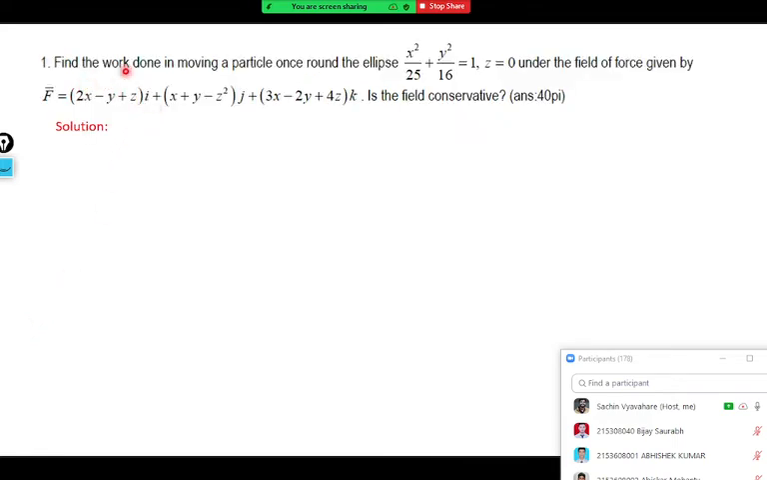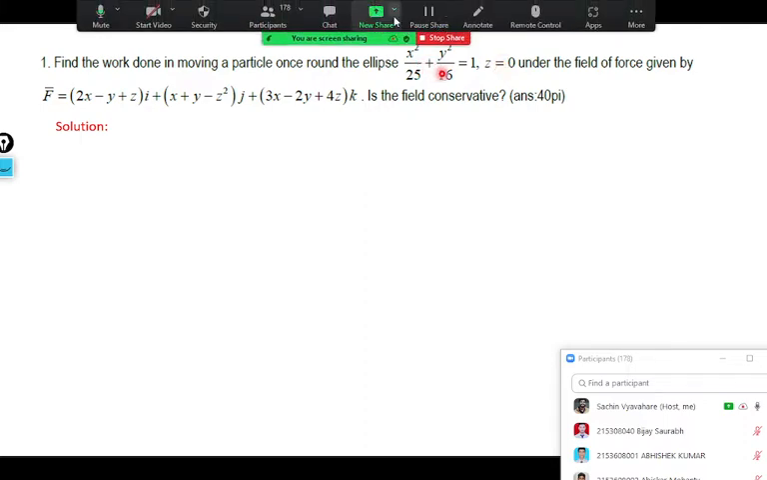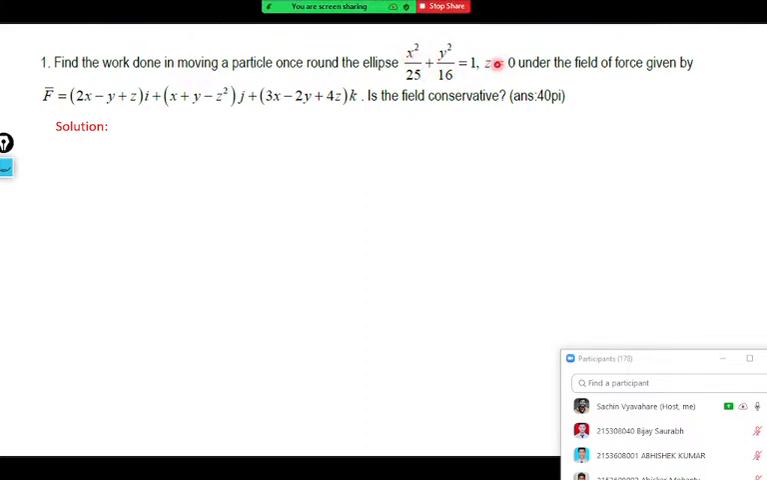Okay, so the question is to find the work done for moving once around the ellipse. The equation of the ellipse is given. The meaning of z equal to 0 is that this ellipse is in the xy plane. Sometimes it is given, or it may not be given. So even though z equal to 0 is not given, you clearly observe this ellipse is in terms of x, y, so z is 0 there. And the force vector is given, and the question is: is this field conservative?